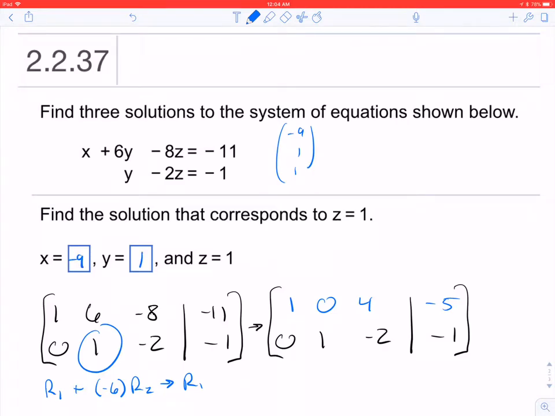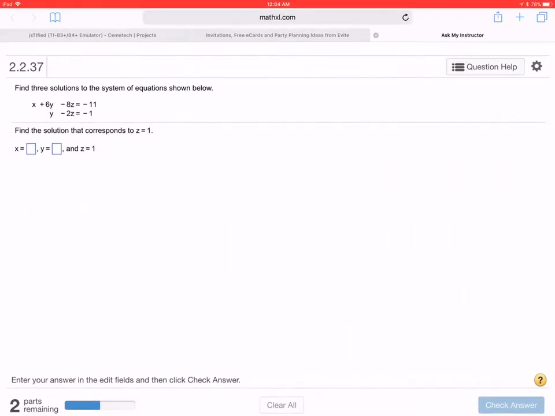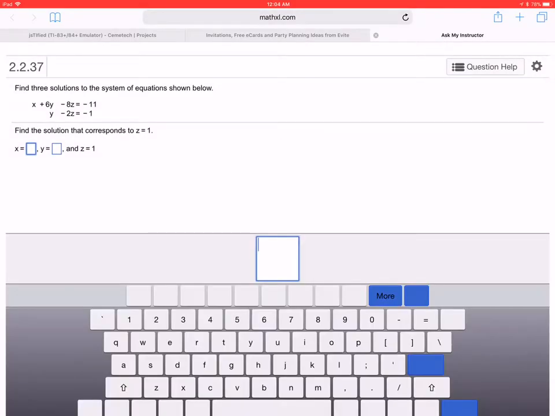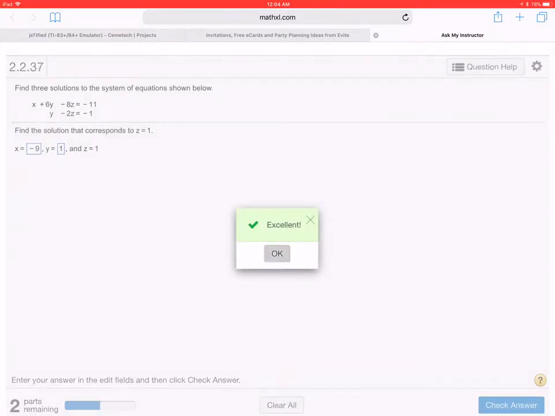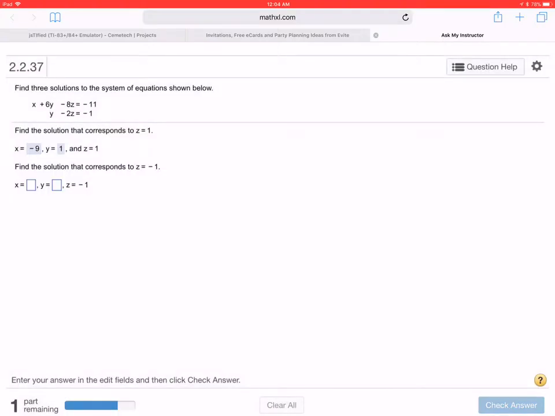So now let's check this in Pearson. So we said negative 9, and then 1 and enter. Okay. So now when z is negative 1.